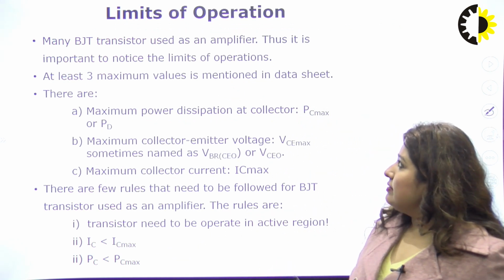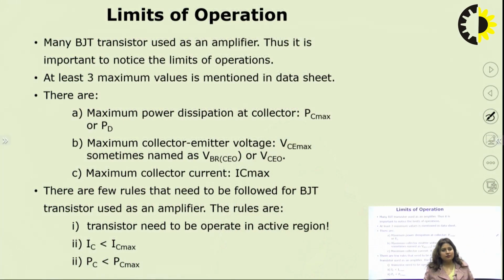In this lecture we are going to see what the limits of operation are for a bipolar junction transistor. Many BJTs are used as amplifiers, as we have seen in the applications of BJT. In the active region we can use it as an amplifier, in the saturation region we can use it as a switch, and so on. Thus it is important to notice the limits of operation.